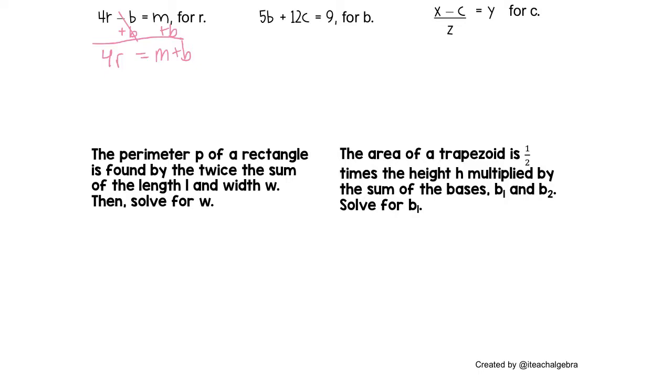Now I've got r multiplied by 4. Opposite of multiply by 4 is divide by 4, and we have to do that on each side. So the 4's on the left cancel. I'm left with r equals, and then the right is just going to stay how it is, m plus b divided by 4.